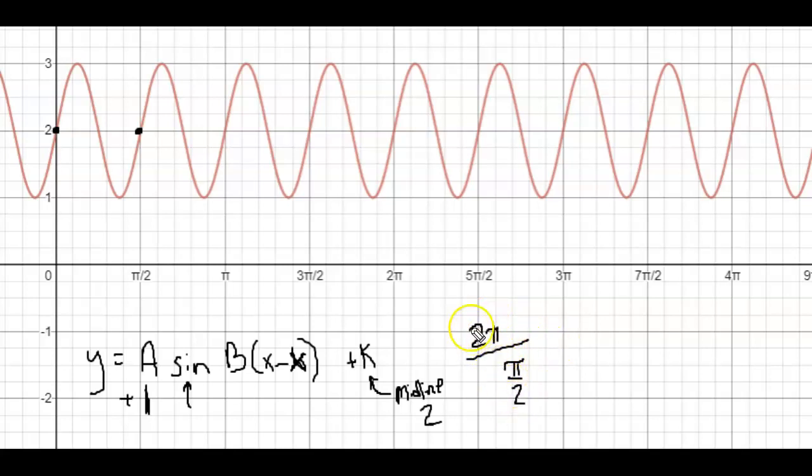And so now we just need to do a little cleanup here. If I do 2 pi divided by pi over 2, let's see, 2 pi over 1, so we keep, change, flip, so this will be 2 over pi.